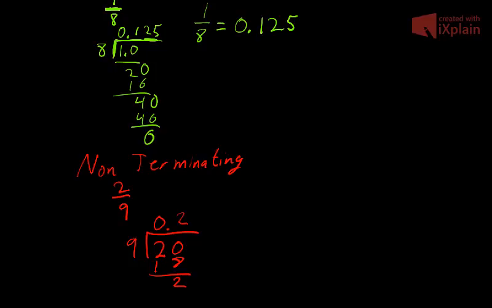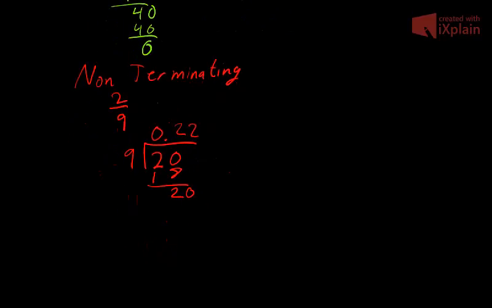9 goes into 2 0 times, so I put a 0 here. 9 goes into 20 twice, leaving 18. 20 minus 18 is 2. 9 goes into 20 twice, leaving 18. 20 minus 18 is 2. And I think you guys can see where this is going. 9 goes into 20 twice, giving 18. 20 minus 18 is 2. And this will go on forever.